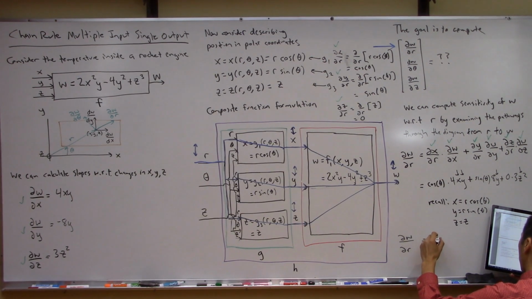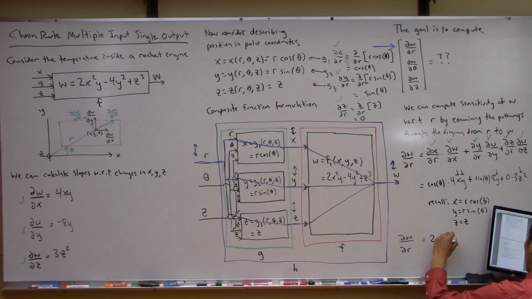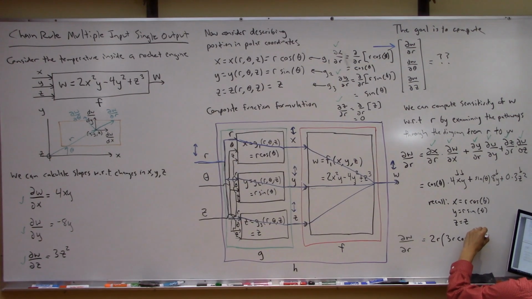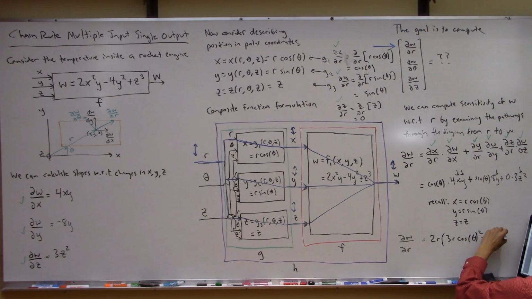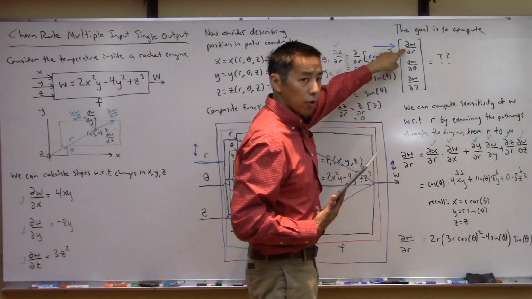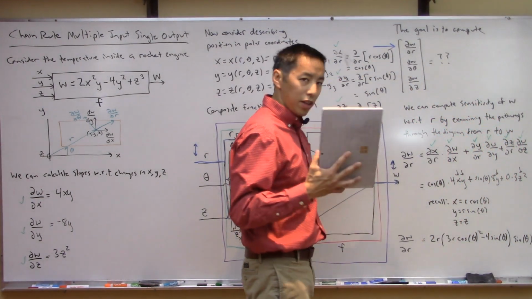I think just for completeness, I ended up with 2r times the quantity 3r cosine theta squared minus 4 sine theta, this whole quantity multiplied by sine theta. Great! So there we have it. We got this first term, okay? And now I think you see the pattern.